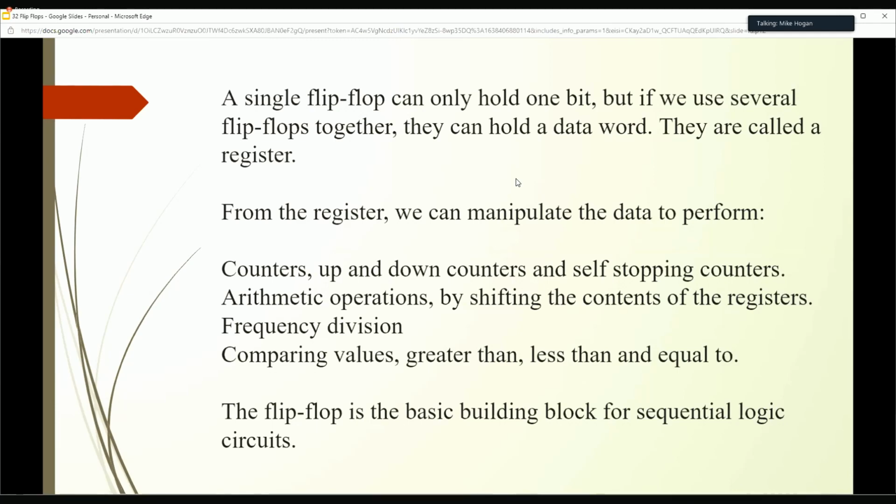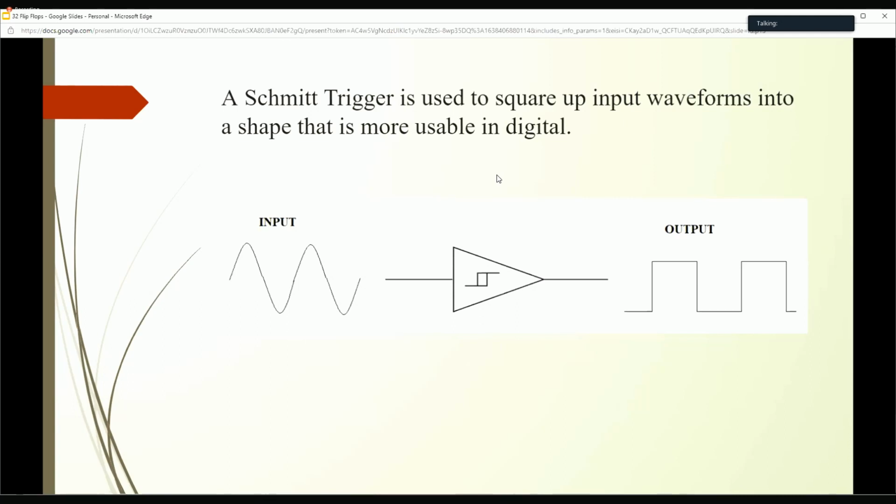We call this flip-flop the basic building block of sequential logic. Sequential logic, just because we're sequencing all of this data. Now, when we keep talking about data and triggering these flip-flops, the way we trigger these flip-flops is important.